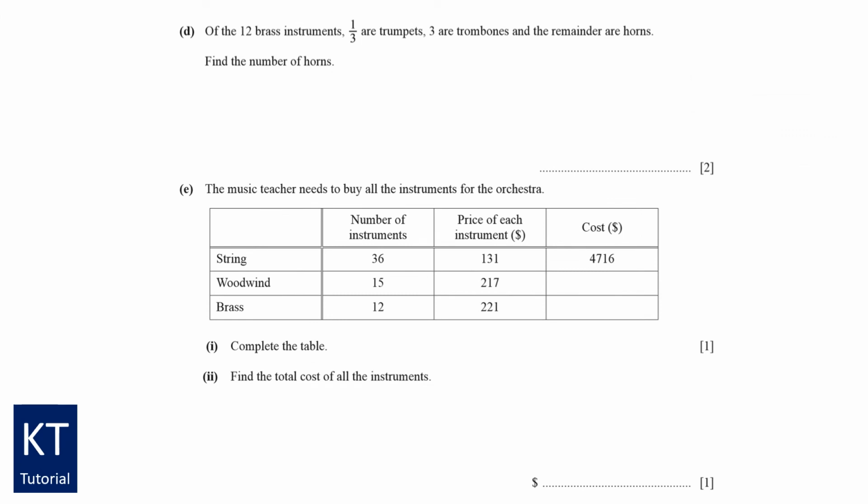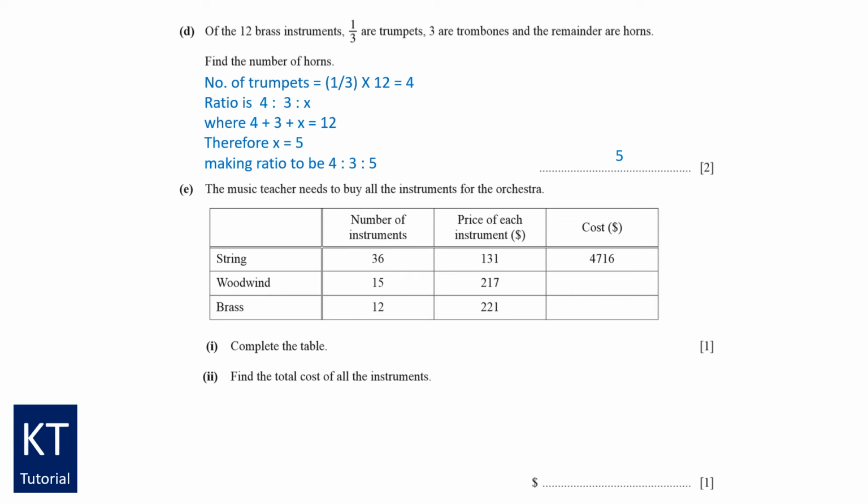Question 3D. Of the 12 brass instruments, a third are trumpets, 3 are trombones, and the remainder are horns. Find the number of horns. The number of trumpets is 4, being a third of 12. The number of trombones is given. Therefore, the number of horns is a simple maths calculation.